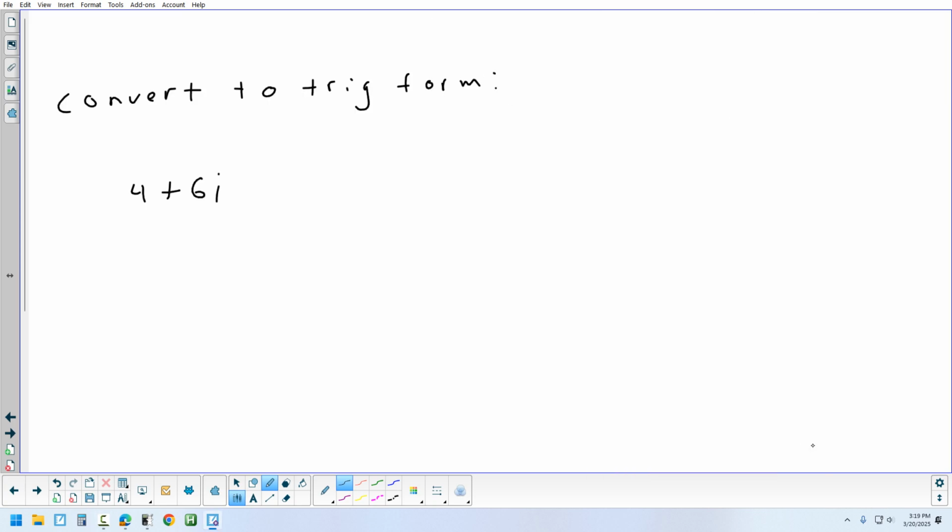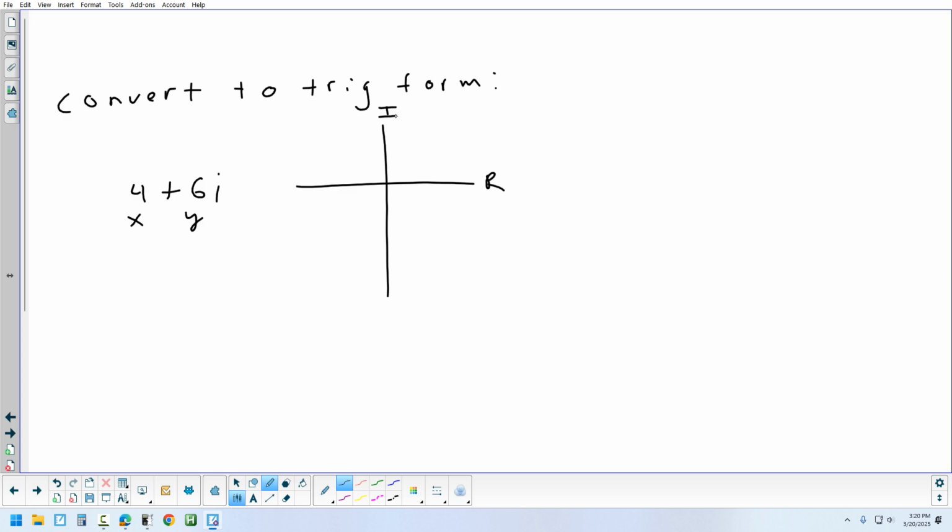Okay, so let's take a look at this one. They've given us a complex number in standard form, and we have to convert it to trig form. In standard form, that's your x, and that's your y. So when you graph it, it's just like graphing the point 4, 6. What quadrant would I be in if I graph 4 plus 6i? That's my real, and that's my imaginary.